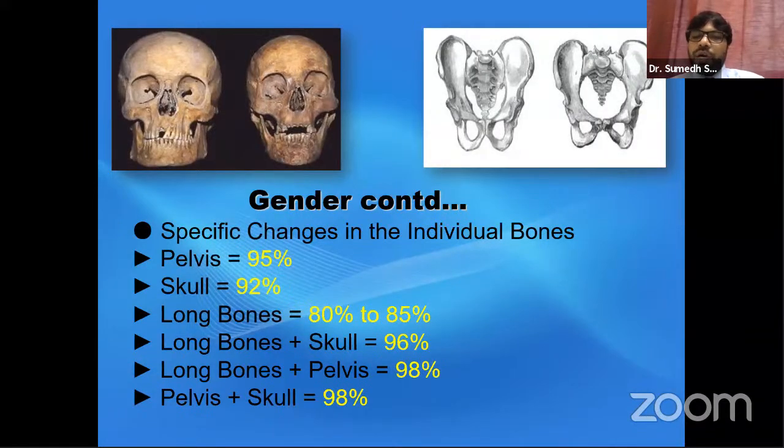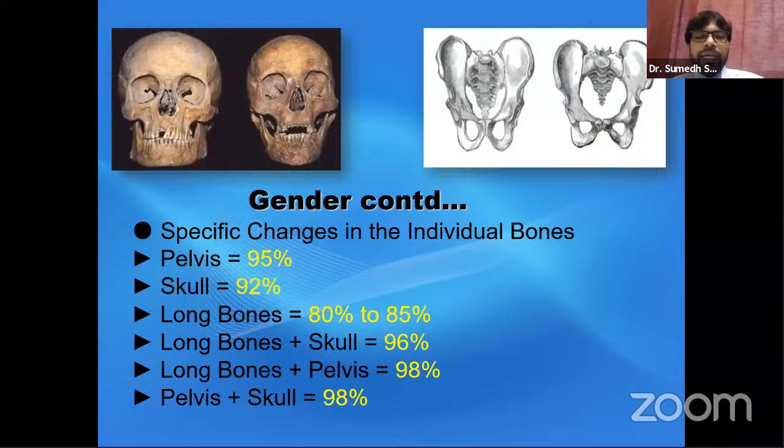Likewise, in case of male and female pelvises, the subpubic angle is crucial. Then the shape of the inlet is crucial. Then the sacral index is very crucial. And the preauricular sulcus, which is very significant in case of parous females, helps to determine basically the gender of the individual.